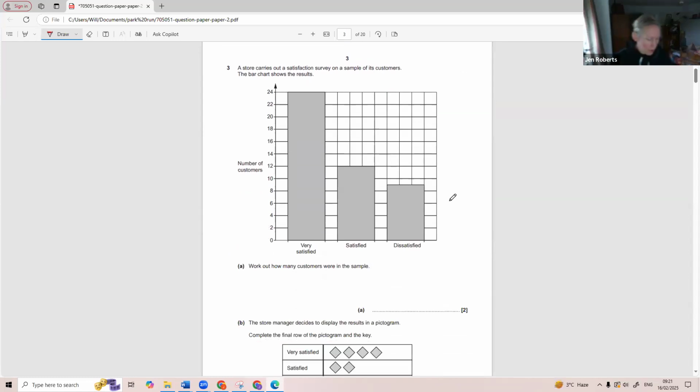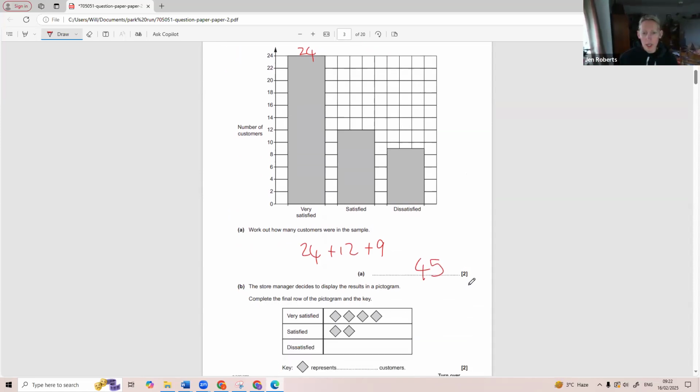We work out how many customers there are in this sample. So we've got 25 customers were very satisfied. So we've got 24 here, 12 were satisfied. And this is between 8 and 10, so it's 9. 8, 36, 45.